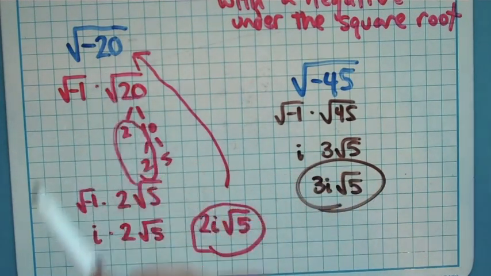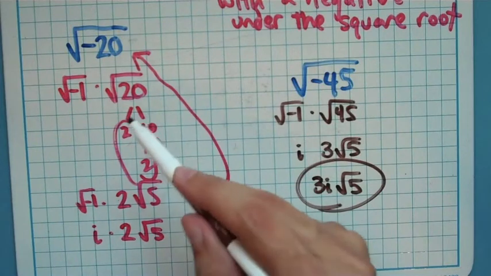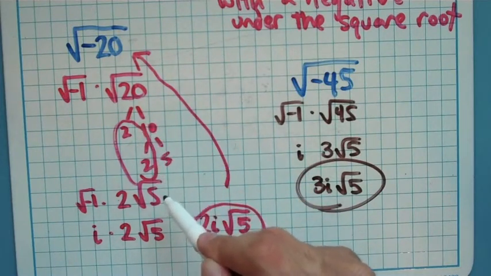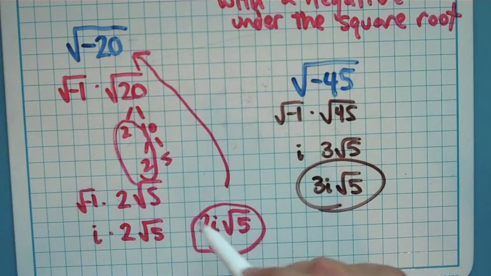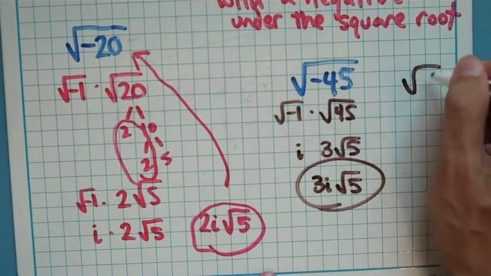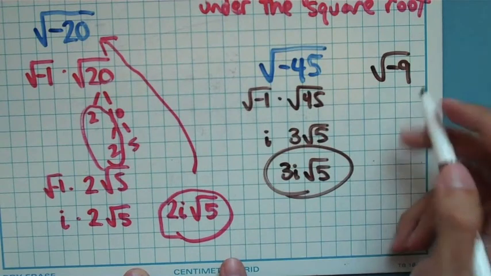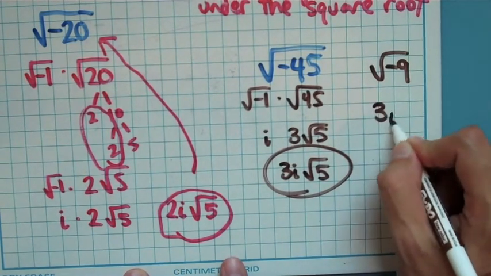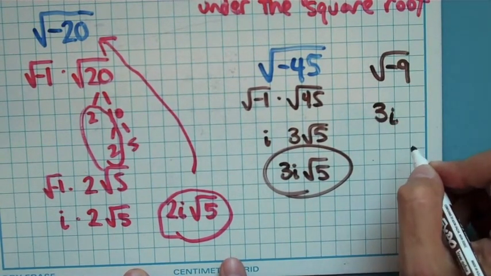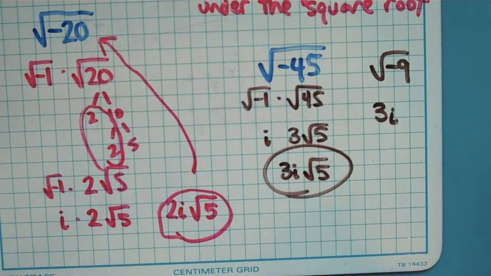So the basic idea, if this part is kind of confusing for you, you can just think about it as ignoring the negative sign. Pretend the negative sign isn't there, and just do a factor tree on the positive number, and then you basically just put an I on your answer. So for example, if I did the square root of negative 9, well, the square root of positive 9 is 3, so this is just going to be 3I. You just do the square root like normal, simplify it, and just put an I on your answer to show that it is imaginary.